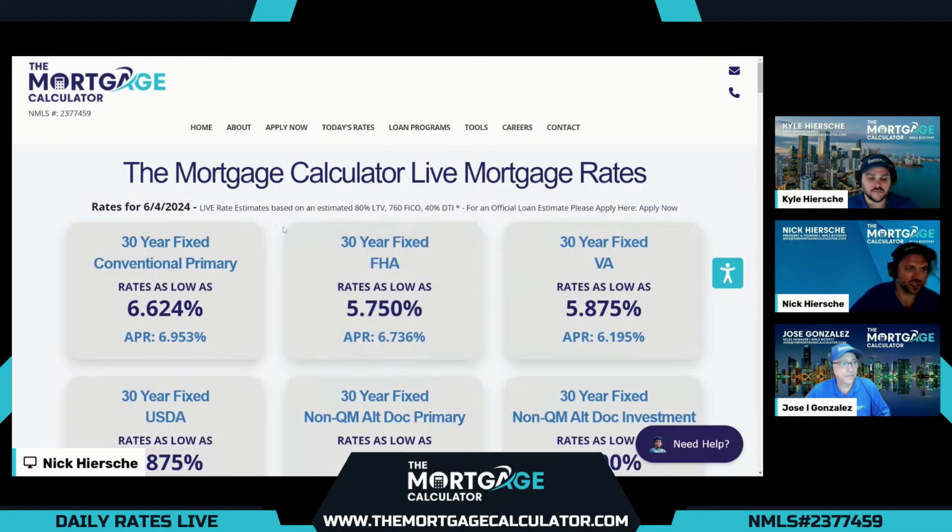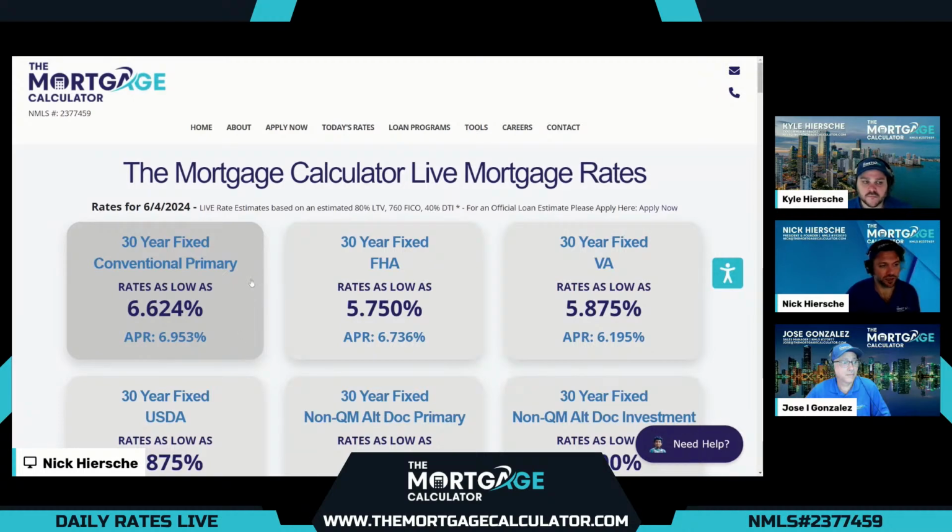All right, so first up for most of our customers, the first option to look at for a primary home is a 30-year fixed conventional program. Most standard program here. Comes in today, 6.624 rate. Final APR, 6.953, so just under 7, which is great. We were over 7 for a bit there. And thankfully now we're moving back down, which is what we love to see.